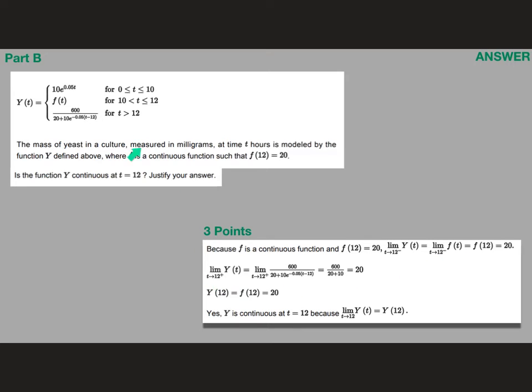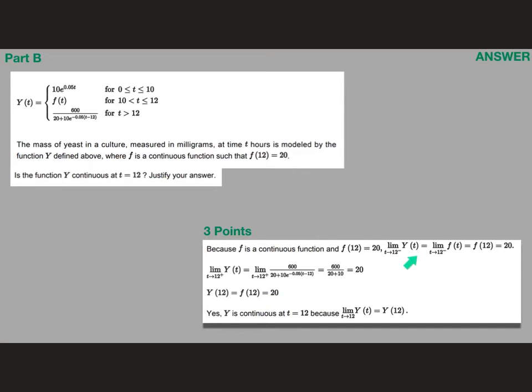The right-hand limit comes from this part of the piecewise. You had to analyze that, plug in 12 for t, and you wind up with 10 in the denominator, added to the 20 produces 20. And then the function value they told us was also 20. The function value for y means f of 12, because right here the y function is the same as the f function, but only at this interval here.